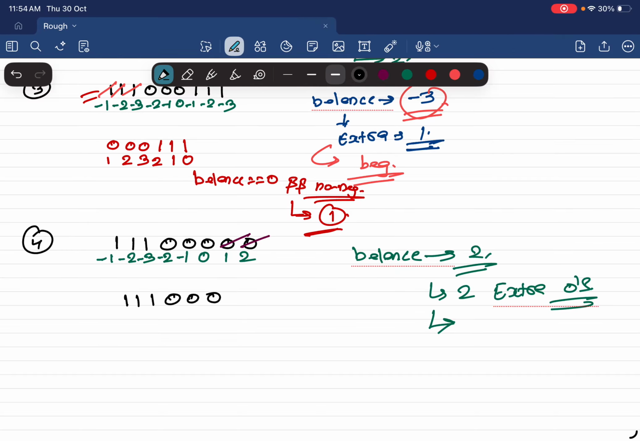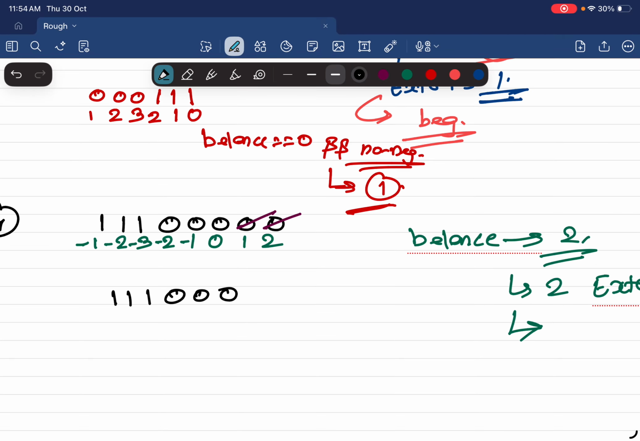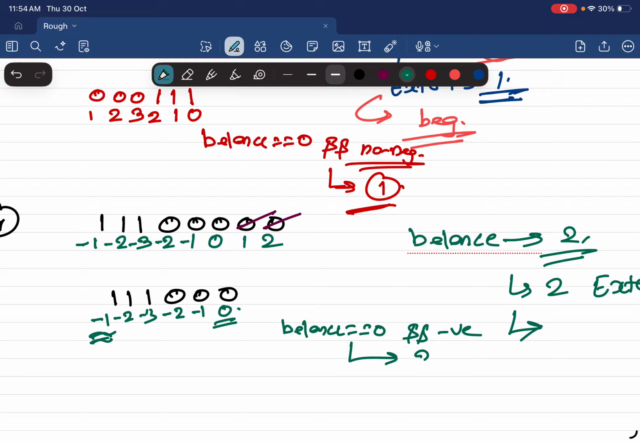Now again, if you start calculating balance, it will become minus 1, minus 2, minus 3. You will see you hit negative. Now let's calculate balance: minus 2, minus 1, 0. And we already covered this case. When your balance is 0 and you are hitting negative, your answer will always be 2.